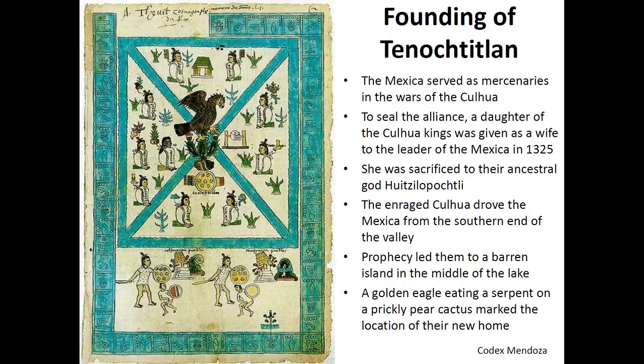Now when the Culhua king arrived at what he thought was going to be a feast celebrating this wedding, he was shocked and horrified to find that his daughter had been sacrificed. He ordered his men to drive the Mexica out of his territory. Prophecy led the fleeing Mexica to a barren island in the middle of Lake Texcoco. There they found a golden eagle, sitting on top of a prickly pear cactus, eating a serpent, fulfilling the prophecy that was given upon their emergence, marking the location of their new home.